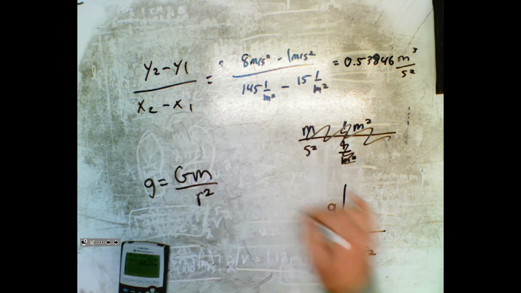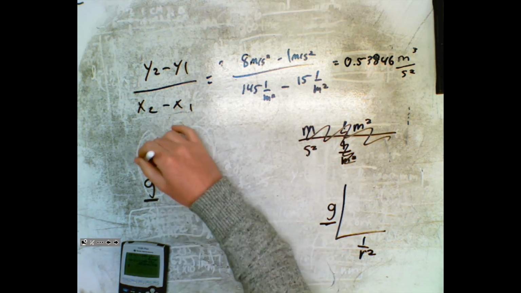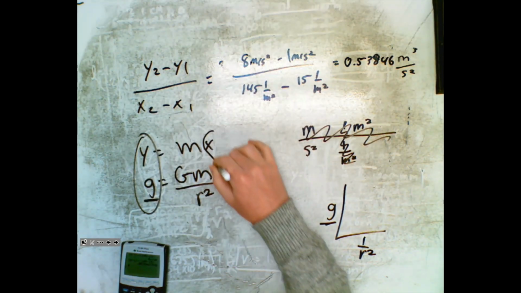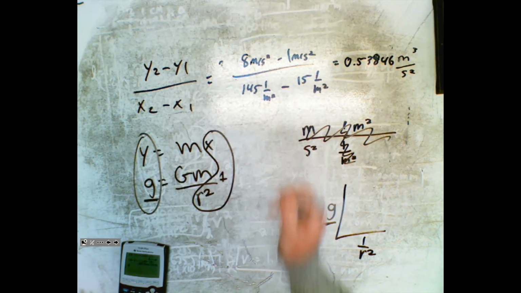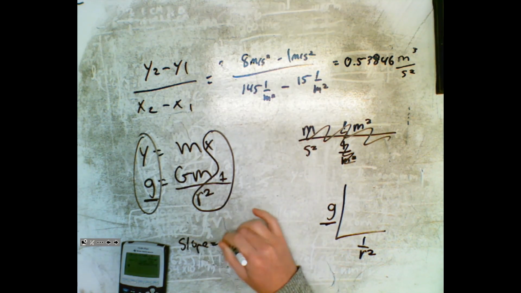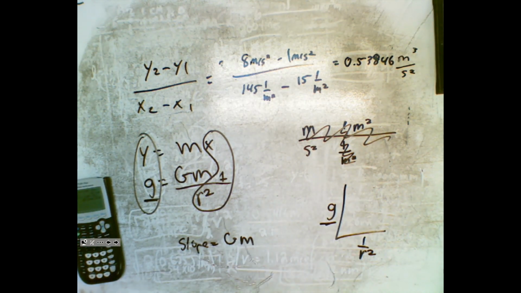It's already in y equals mx form because my g is isolated. So I go y equals mx, my y equals g, my x equals 1 over r squared. So my slope is equal to gm, right? And what we could do from this graph is figure out the mass of the planet.